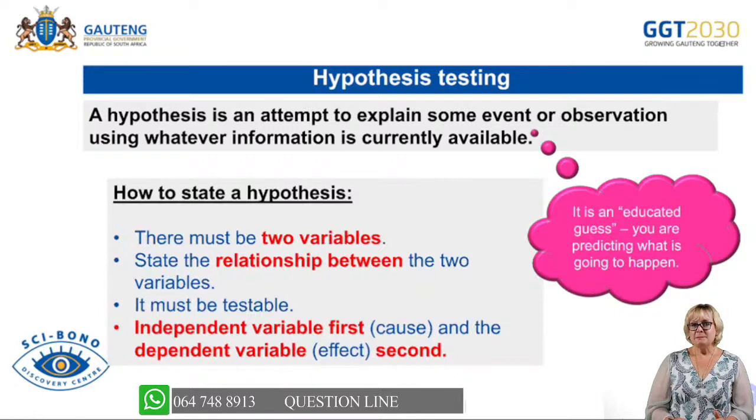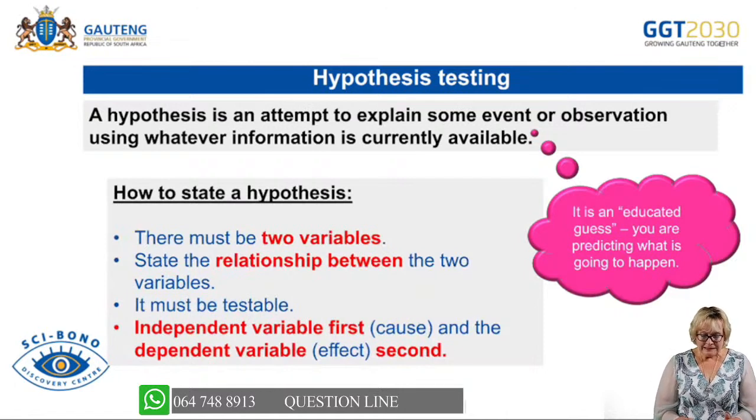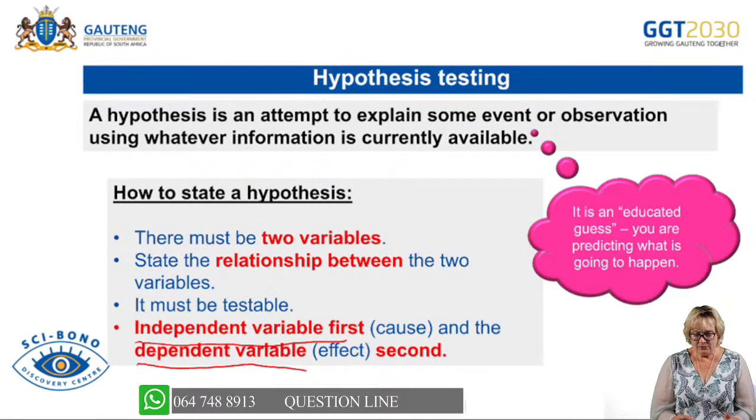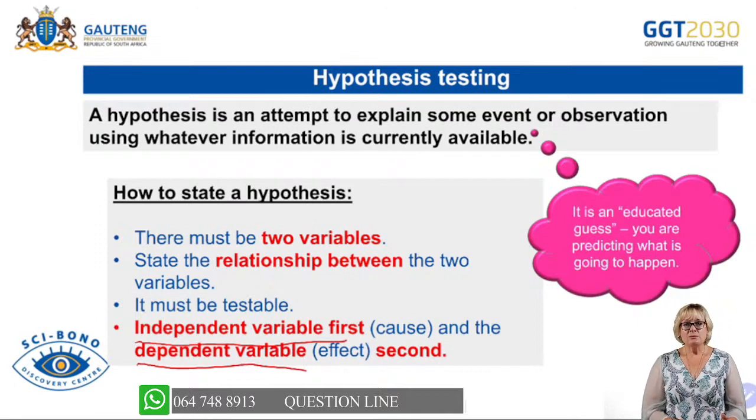And then it must be testable. You cannot have a hypothesis that you can't test. Because then how are you going to prove whether your hypothesis is correct or wrong? And then remember, we put the independent variable first. That's the cause. And then in your hypothesis, you put the dependent variable second. So that's very important. So these are basically the rules of how to state a hypothesis.